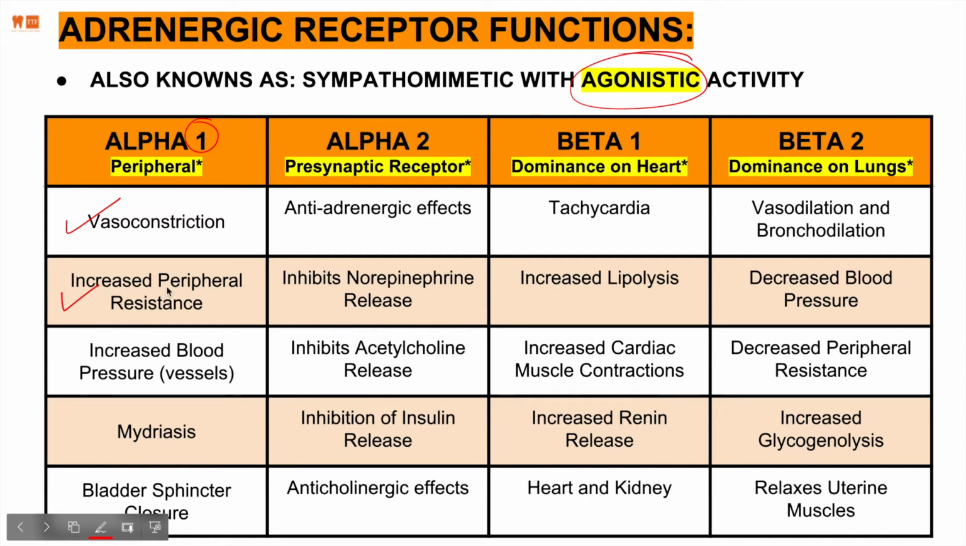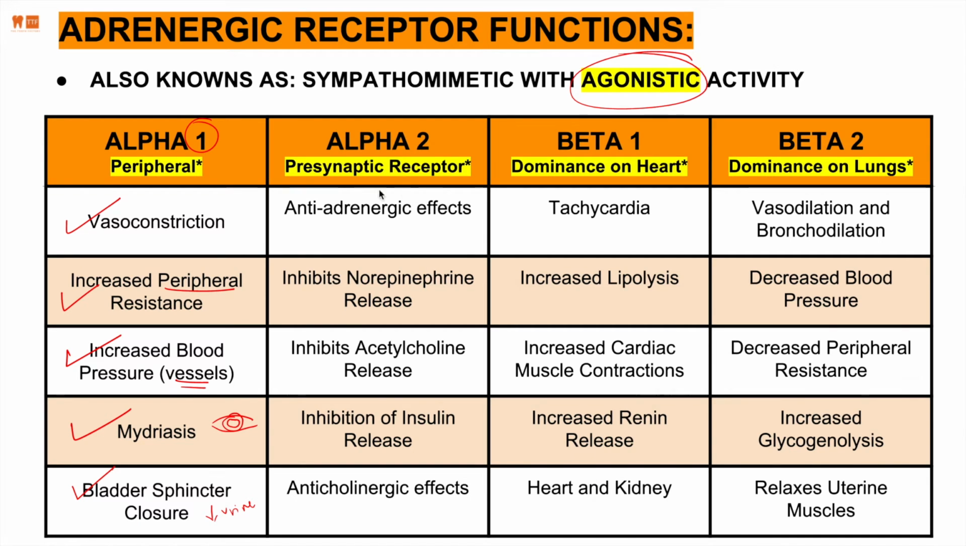It can lead to increased peripheral resistance, increased blood pressure due to the constriction of the vessels, and it can lead to mydriasis, which is basically, this is your eye, this is the eyeball, and it can lead to a dilation of pupil. It will make your pupil big, so your farsightedness is accommodated. And bladder sphincter closure. So in other words, it reduces urine output. You know why? Because it increases the muscle activity of the bladder. It closes the sphincter. Okay?